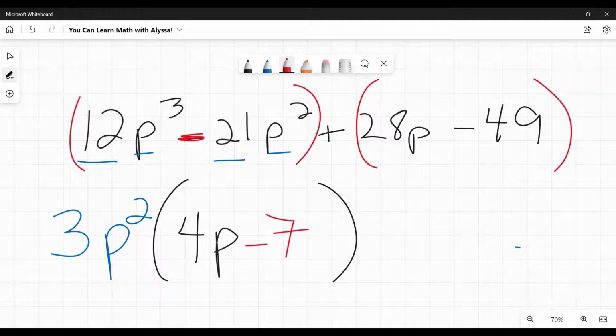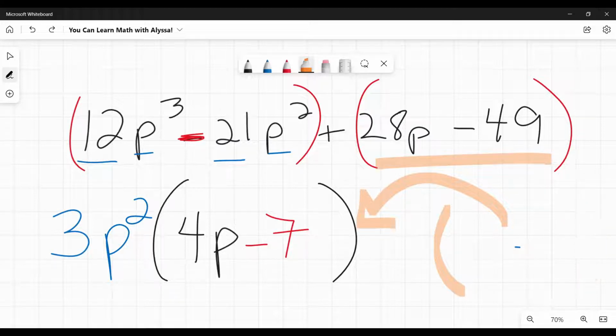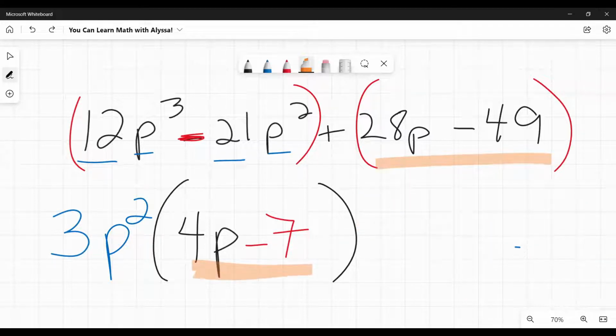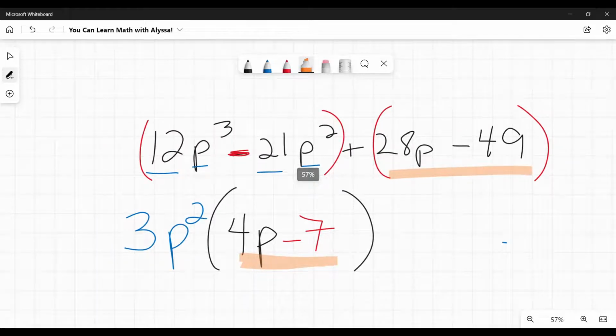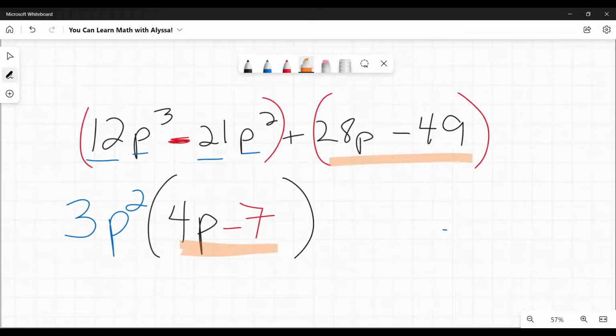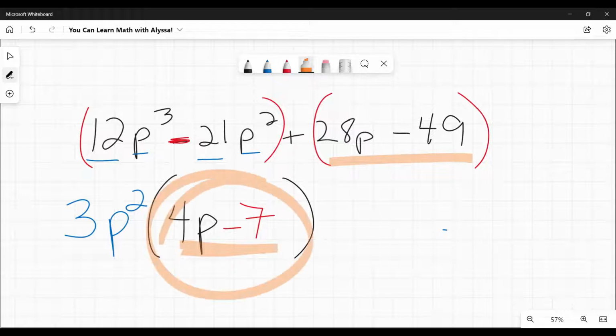Now, when I go to the second half of this, the second group over here, I'm going to be looking for a factor that when I pull it out, and I have that little binomial left behind in the parentheses, it needs to match this. It needs to match 4p minus 7. And it should happen naturally when you pull out the greatest common factor. Sometimes that's not the case, but the majority of the time, if you pull out the greatest common factor, you're going to be left with this same binomial, in this case, 4p minus 7.